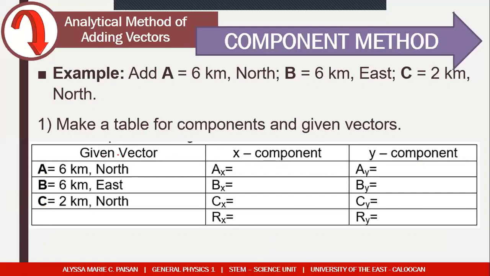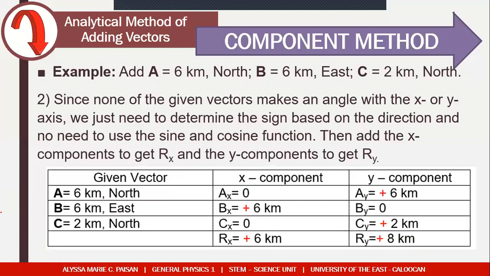You have the column for the given vector, the column for the x component, and then the column for the y component. Next, ayan, as you have noticed, all of them are one-dimensional vectors. There are no vectors na northeast or north of east, walang angle, right? So, madali lang kunin yung component.